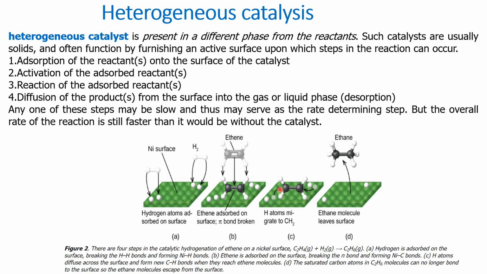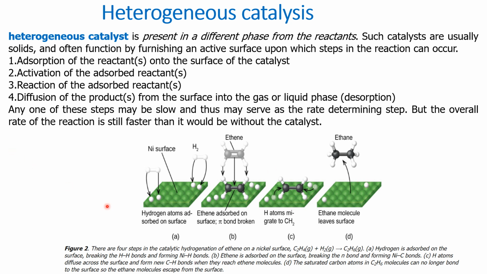The hydrogen is added to this unsaturated hydrocarbon, and in the last step the final product, that is now saturated hydrocarbon or ethane, is desorbed from the surface of the nickel catalyst, and you can see the catalyst is now regenerated without any permanent change.